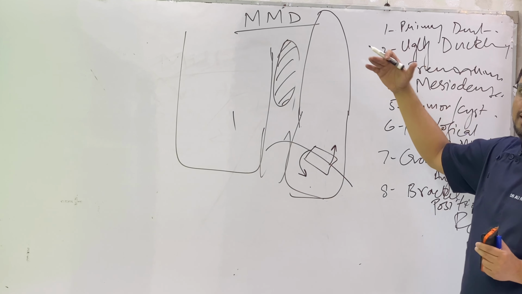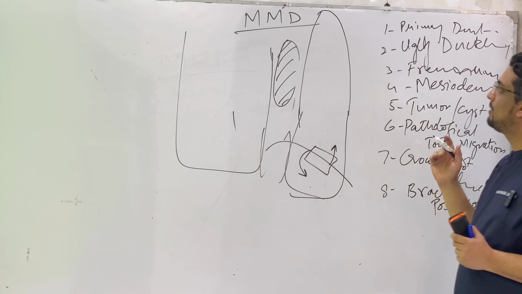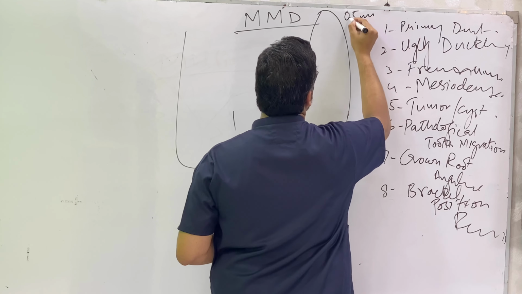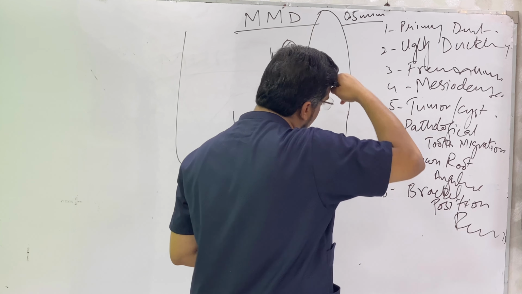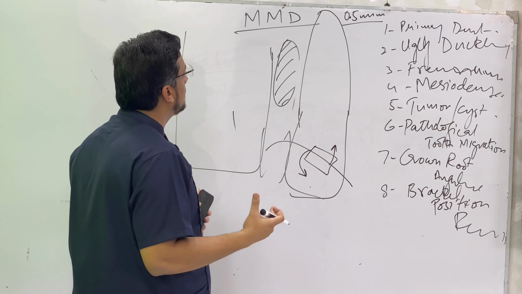So bracket positioning error can be a reason for the diastema. And diastema we call the gap between the teeth that is more than 0.5 millimeter. If the gap between the central incisors is more than 0.5 millimeter, we call it the diastema. So far we have discussed the etiology.